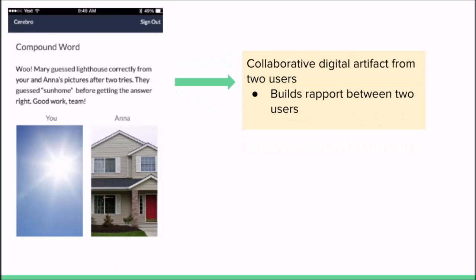Okay, so you can see that in the end screen, both of the two strangers have their pictures, and the mutual friend guessed it. And so you built this collaborative digital artifact from these two users. And like I was saying before, hopefully this digital artifact and the experience of building it together built the rapport to increase the sense of friendship between these two strangers. Yay! So now we can run through the studies that we conducted this quarter.